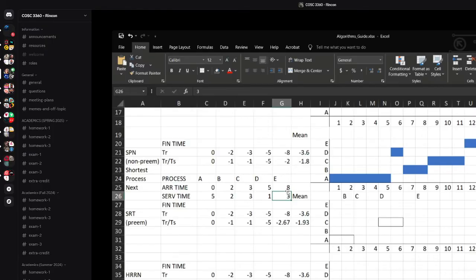Or in other words, the other way to think about it is that whichever has the first arrival time goes first too. Because C arrives before E, and when Rincon gives you the exam, there's no way Rincon's going to give you these processes not in alphabetical order. So whichever way you think about it is correct. So you will run C first and then E.